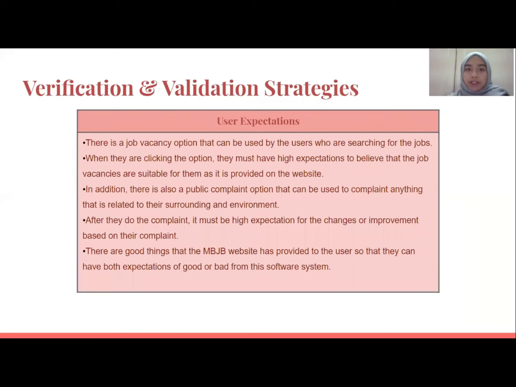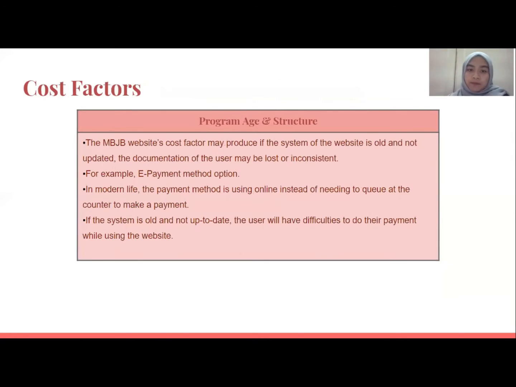First is verification and validation strategies, which is user expectation. When the user makes a complaint through this website, they must have high expectations from the MBJB team to address their complaint. Next is cost factors. The old program age and structure of the payment system will make the user's interaction more difficult.